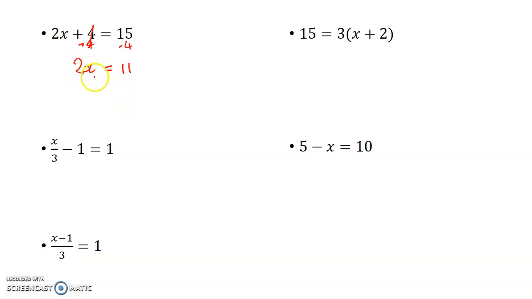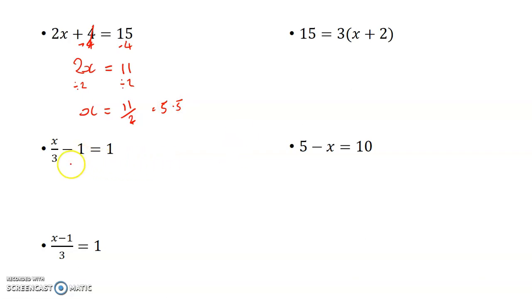This now, we've got 2 times x. We want to get rid of 2 times. Opposite of times 2 is divide by 2 and divide by 2. And you'll end up with x equals, can be written as 11 over 2. And that's probably the best way to write it. But otherwise, as a decimal, it's 5.5.